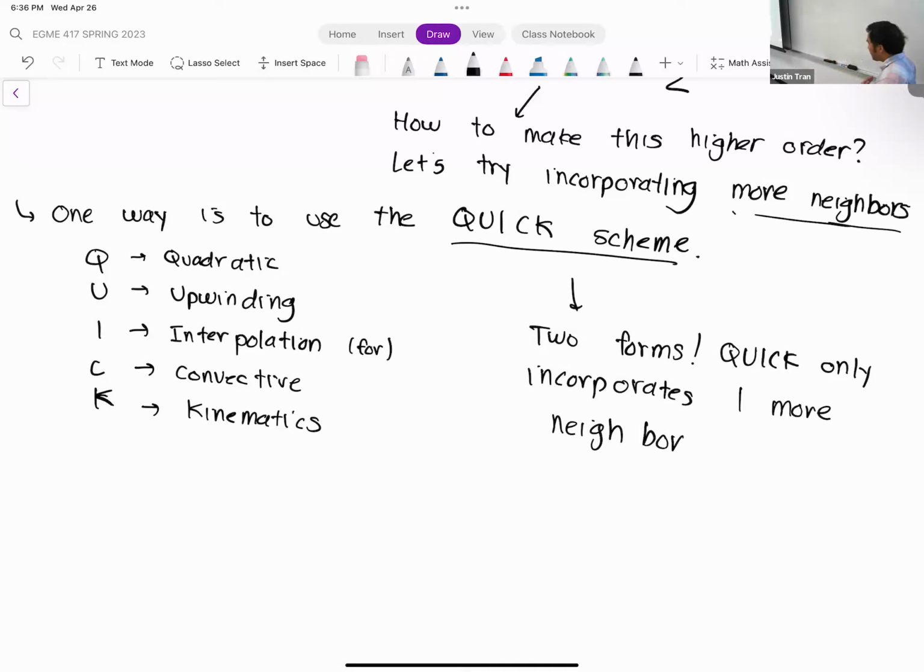Instead of adding two extra terms to our expression, adding only one sounds good, right? But then if you're only adding one neighbor, the question becomes, do you add the neighbor to the left or do you add it to the right?